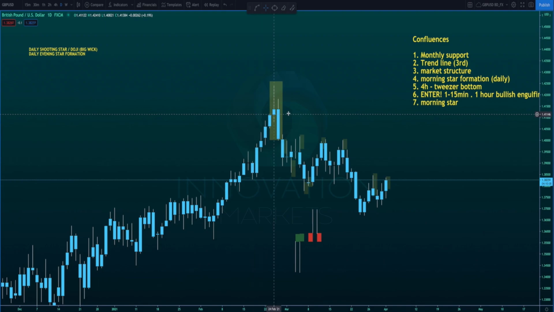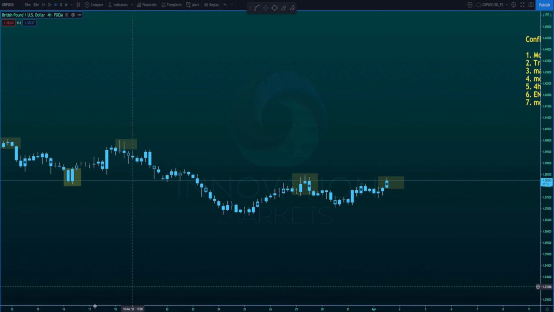So here, we've got an evening star formation. You can see here how the market's starting to move down. But on this one daily candle, we could see that this was a doji candle and a big wick. Then what we want to do is drop down to the 4-hour time frame.